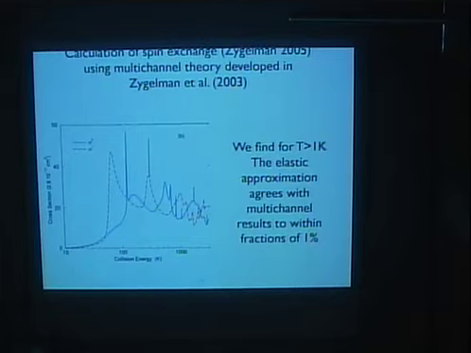The features in these cross-sections represent shape resonances, these peaks over here, which play a significant part in determining the overall rate. Shape resonances are very sensitive to the details in the molecular potentials, and so high-quality molecular data is essential for accurate cross-section calculations.